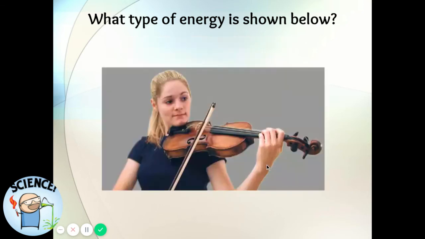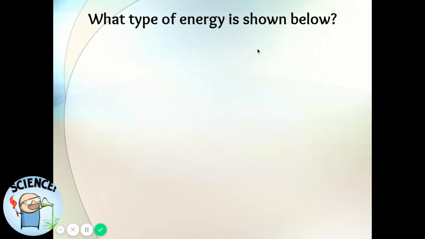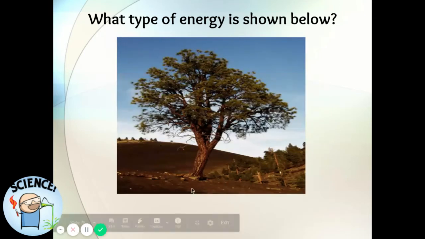Here we have someone playing an instrument, which creates beautiful music, which is sound energy. Here we have a tree, which is also a type of plant. Plants get their energy from the sun. So this is an example of photosynthesis, which is an example of chemical energy.